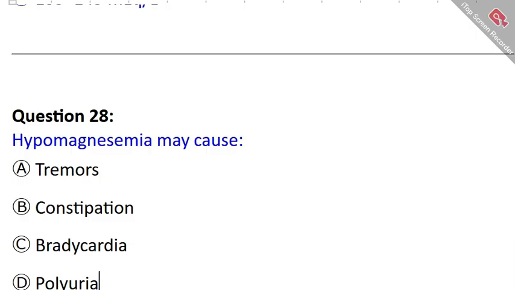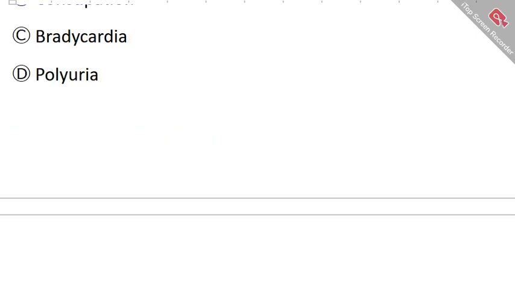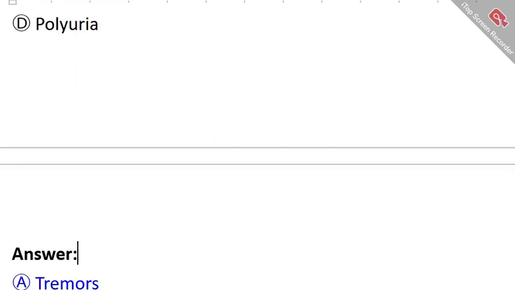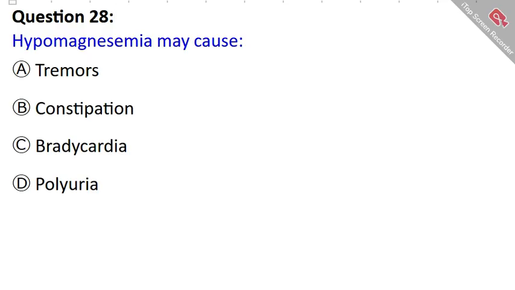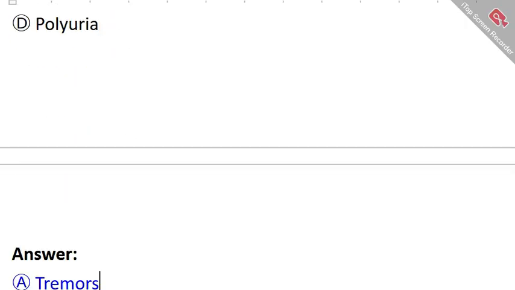Then question number 28: hypomagnesemia may cause. What is hypomagnesemia causing? The correct answer is option A, tremor. When the magnesium level is low, it causes tremor.